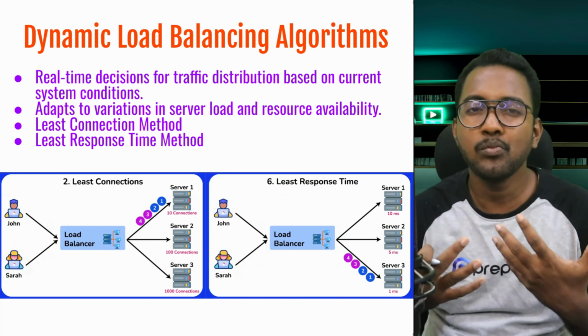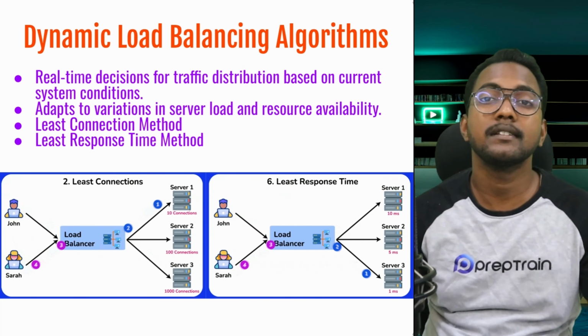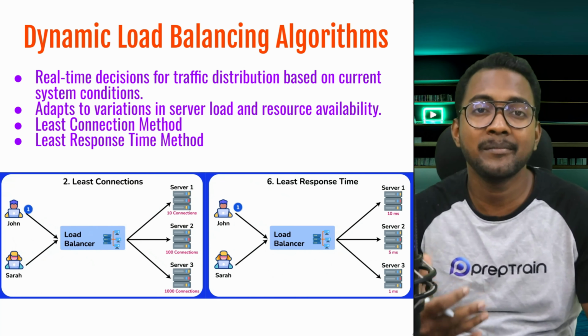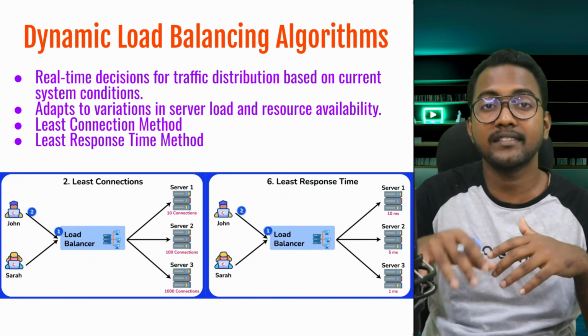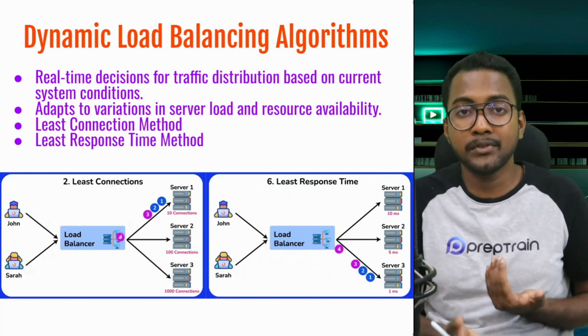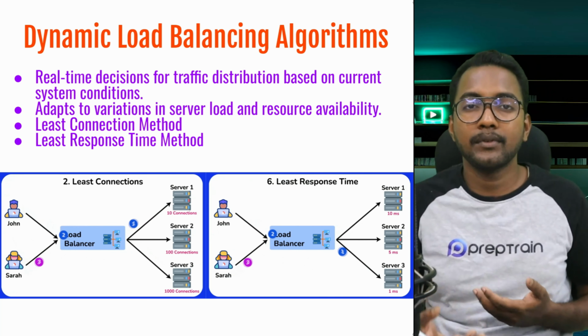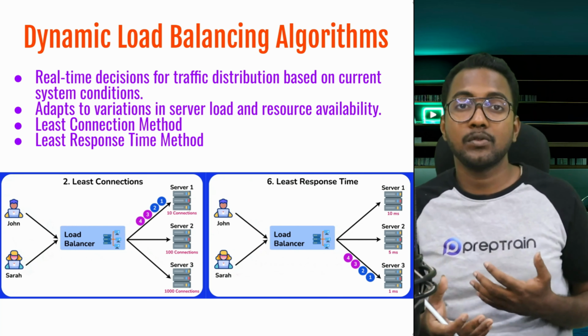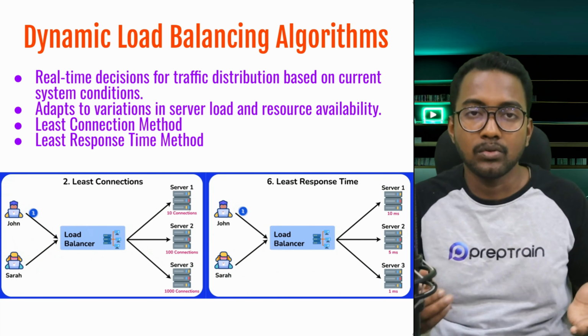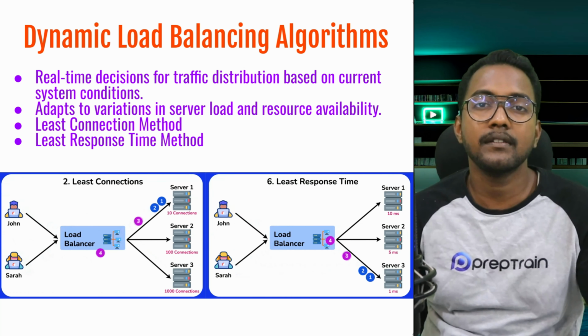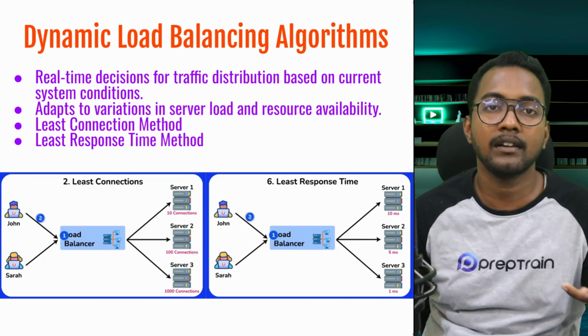Let's discuss two more algorithms. The first one is the least connection method. This method checks how many active connections each server currently has and then directs new traffic to the server with the fewest connections. For example, if server 1 has 5 active connections, server 2 has 3 and server 3 has 8, the next request will go to server 2. This ensures that no single server is overwhelmed when others are underutilized.